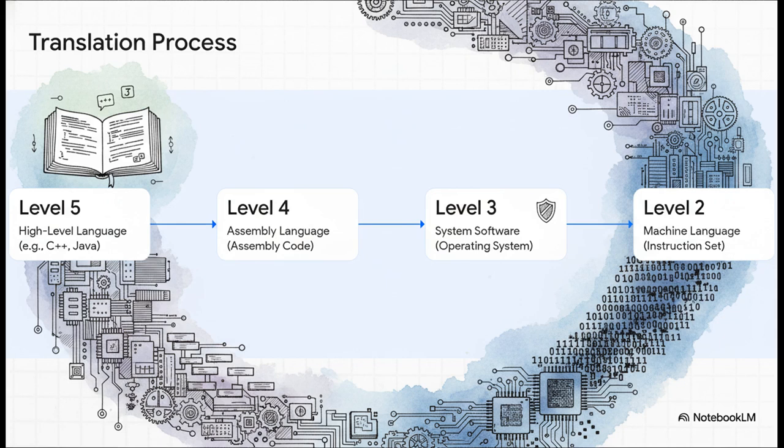We start up at level 5 with high-level languages like C++ or Java. This is what developers actually write the software in. It's kind of readable to us humans. But then that gets translated down to level 4, assembly language, which is way more cryptic and a lot closer to the hardware. From there, it passes through level 3, the operating system, which gets it ready for the final step, turning it into level 2, machine language. We're talking raw ones and zeros, the only language the computer hardware actually speaks.